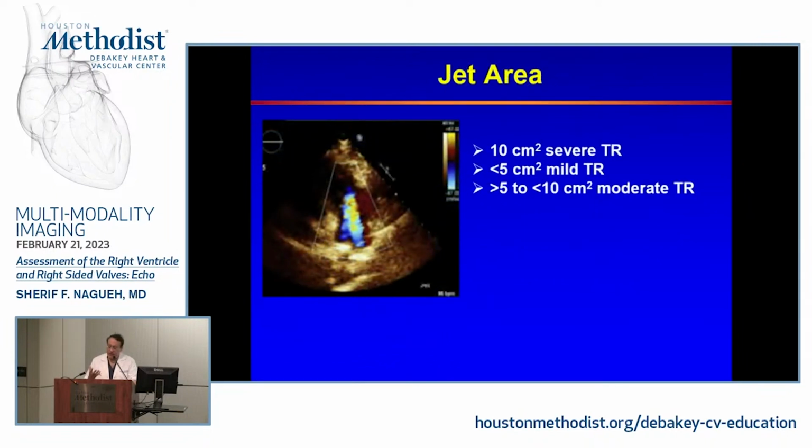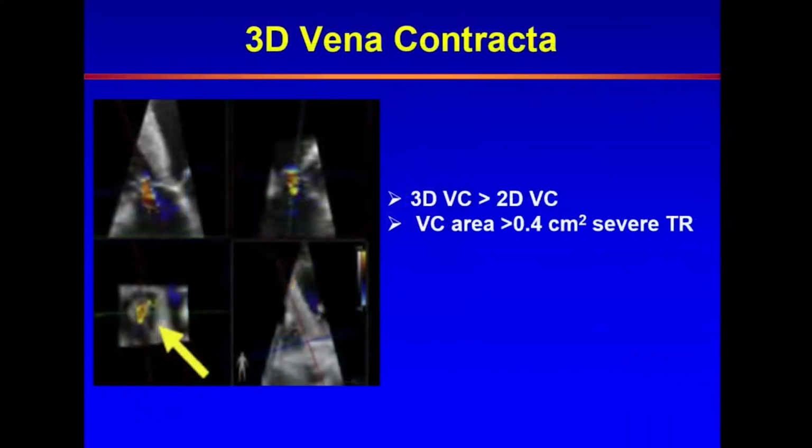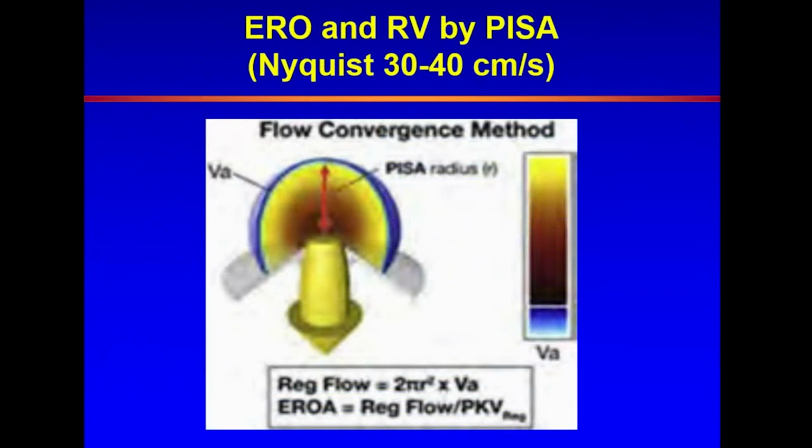Jet area, and the jet area is problematic for eccentric jets, not for central jets. For the same amount of leak, an eccentric jet that hugs the wall will look smaller in area than a central jet. Less than 5 is mild, more than 10 centimeters squared is significant, and in between is moderate. You can also index the jet area to the size of the RA, so you planimeter the area. If you're going to do 3D vena contracta, this is the number that's in the guidelines, 0.4 centimeters squared. Not very clear about its feasibility in terms of what is published in the literature, nor its accuracy, though there is interest in adopting it.